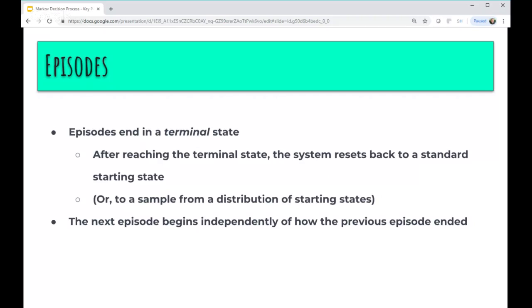The starting state could be always the same, or it could be a distribution of starting states that you would randomly choose from using some heuristic, some statistic. But the key thing is that whenever you return to that starting state, you do not take into account any of the information about how the agent did in the previous episode. So each episode starts anew with no history impacting the starting state based on how it did in some previous episode. So every episode is independent and stands alone. It's an important aspect of reinforcement learning.